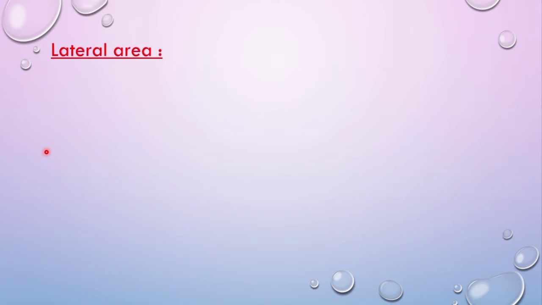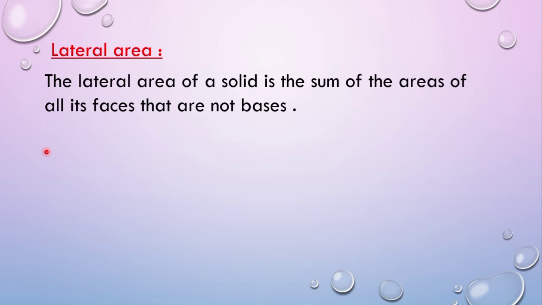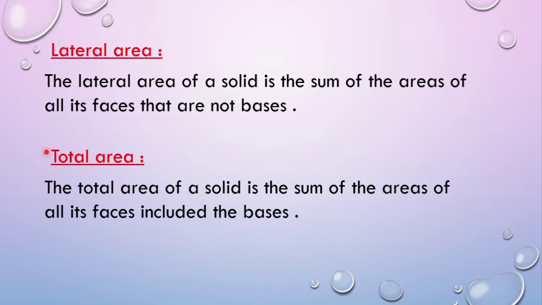Let's start. The lateral area means the sum of the areas of all its faces that are not bases. If you look at the cube, there are 4 faces. What about the cuboid? The total area of the cube is the sum of the areas of all its faces, including the bases. So if you count them, there are 6 faces.